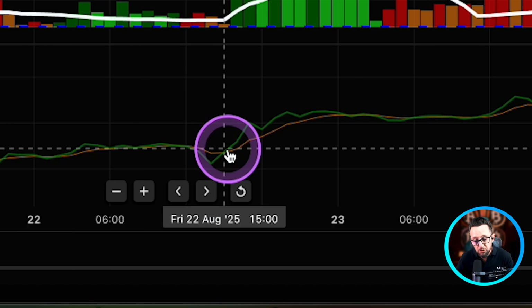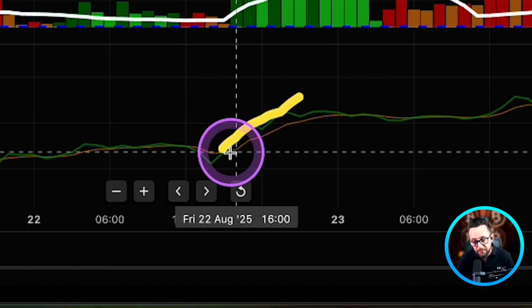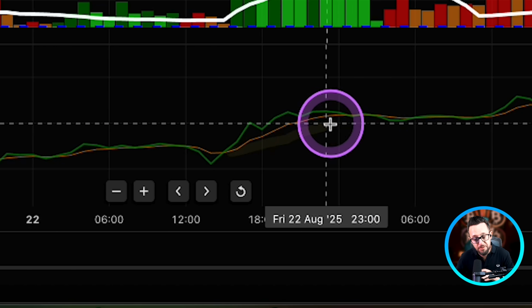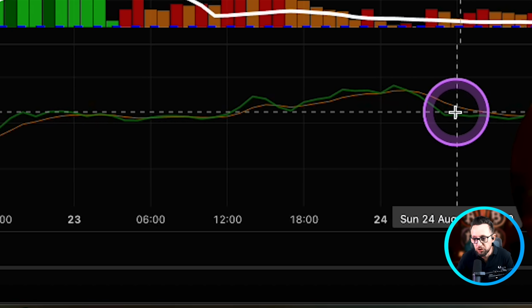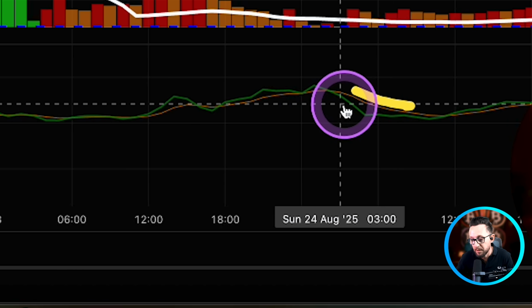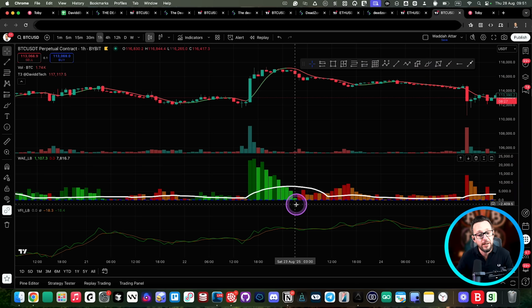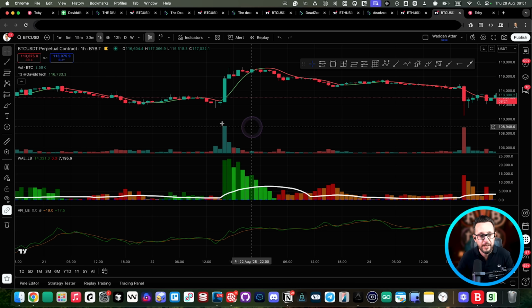When we're looking for longs, we'd like the green line to be above the orange line, and that's it. When looking for shorts, we would like the orange line to be above the green line. And that's it for that as well. Let's see if we can cherry pick an entry.